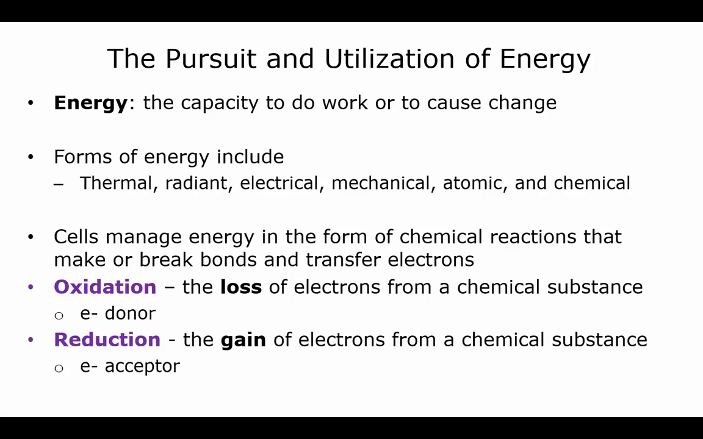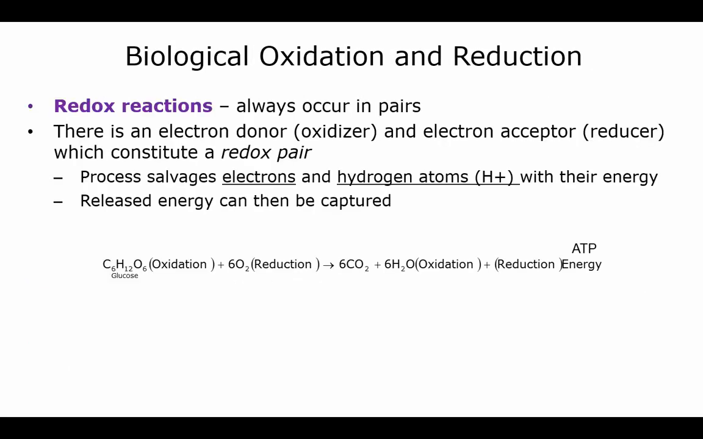When electrons are lost from a chemical substance, it's called oxidation. When electrons are gained by a chemical substance, it's called reduction. Redox reactions always happen in pairs. There's always an oxidizer that donates an electron and a reducer that accepts an electron. And those together, the oxidizer and the reducer, that's the redox pair. And this salvages the electrons and the hydrogen atoms with their energy. So the energy is released and then can be captured.